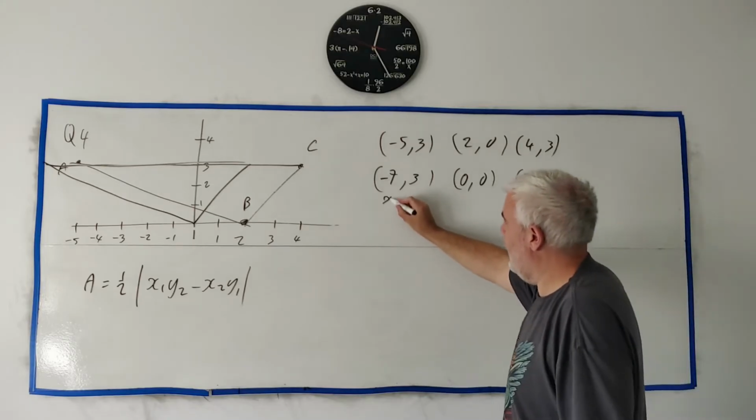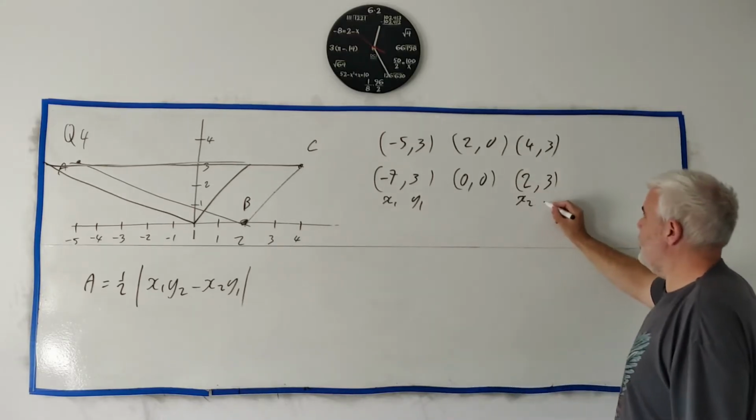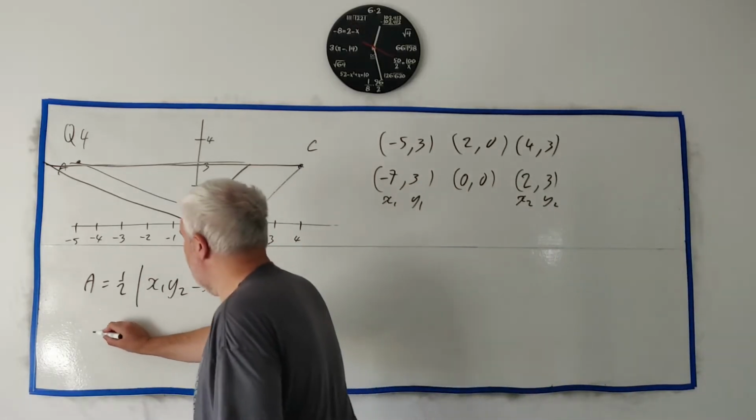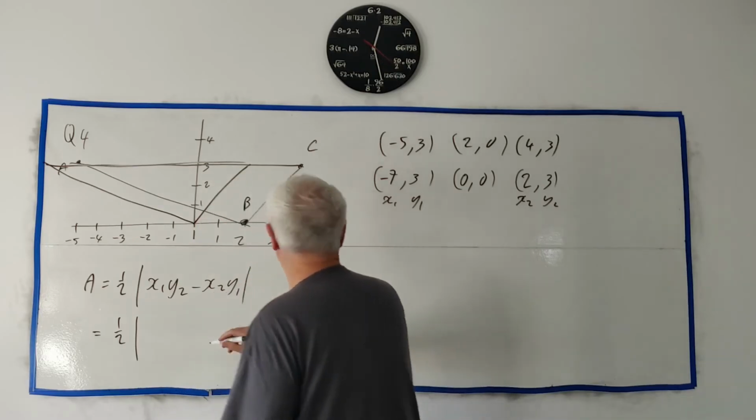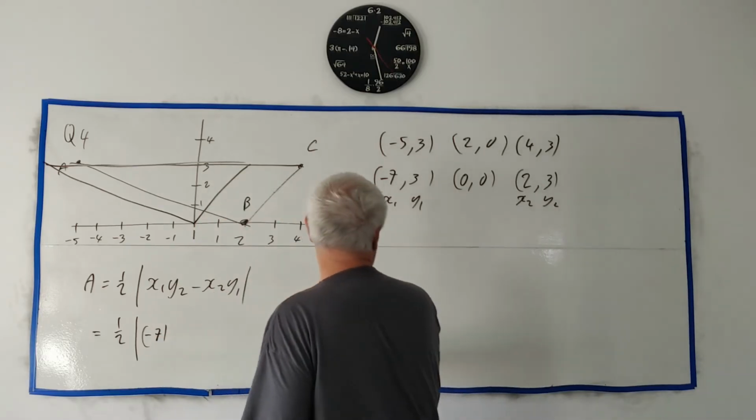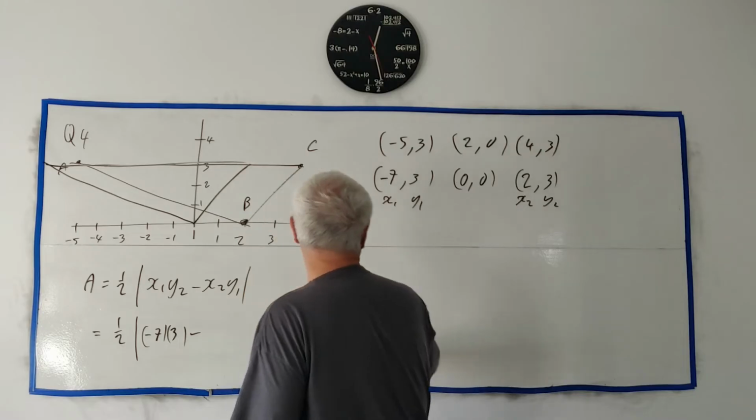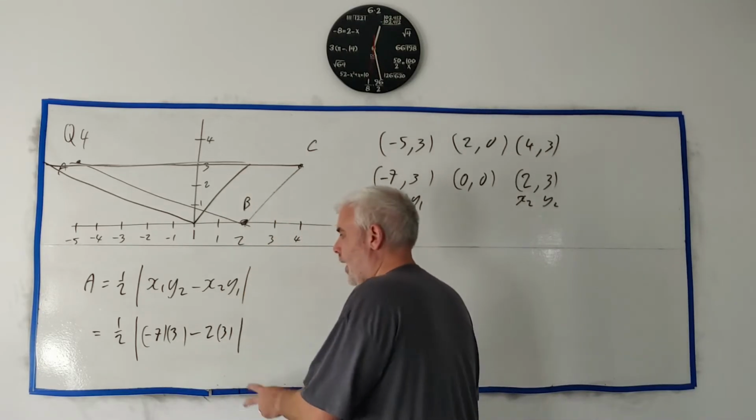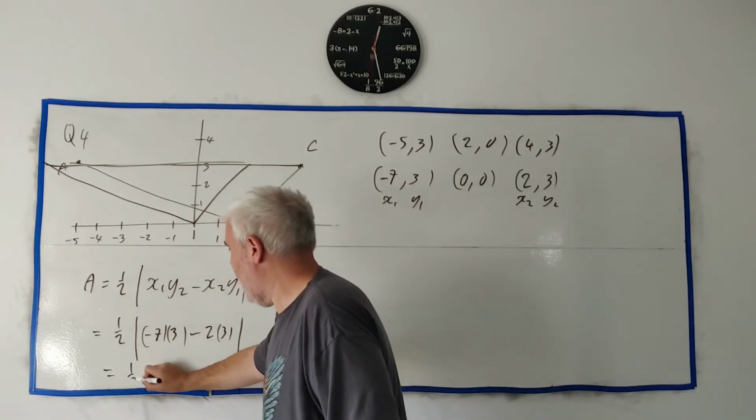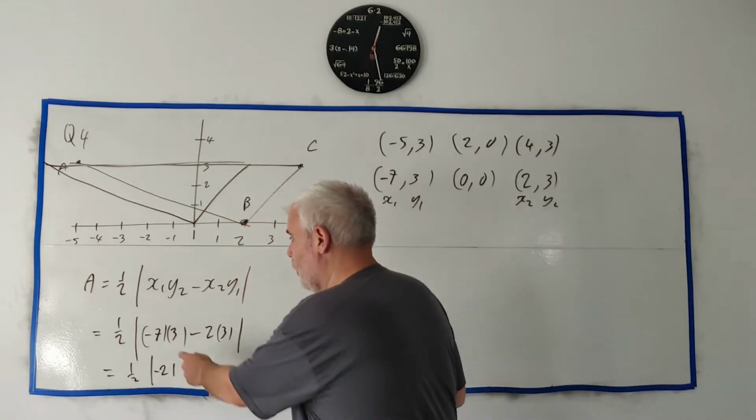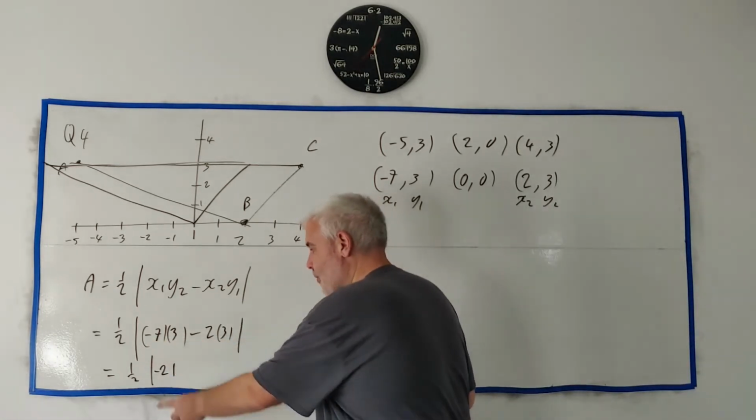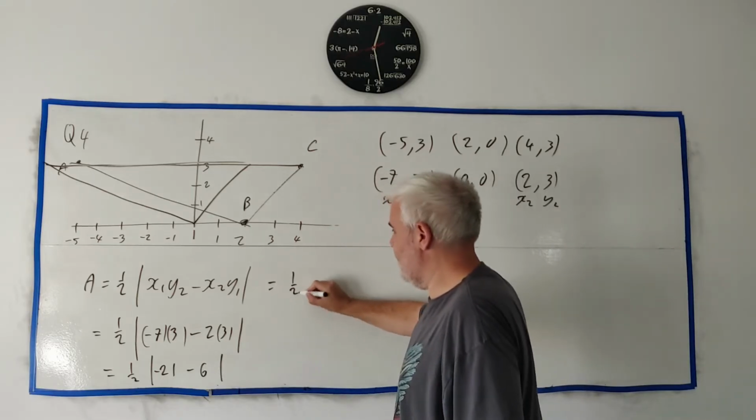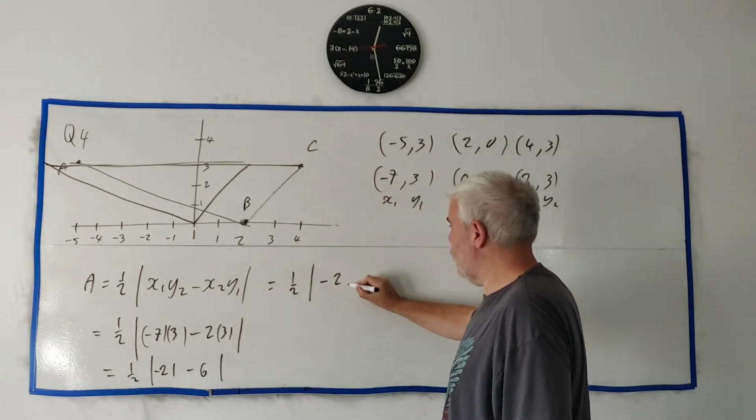And I use these points, x1, y1, x2, y2 in this formula, and I'll find the area. So this equals a half. X1 is minus 7 multiplied by 3 minus 2 times 3. So minus 2 times 3. Let's clean this up a bit. We have a half, minus 21 minus, 3 minus 7 by 3 is minus 21, minus another 6. Clean that up here. It's a half absolute value of minus 27.